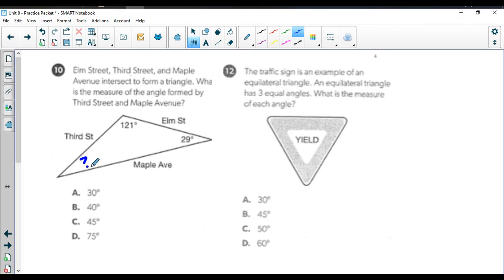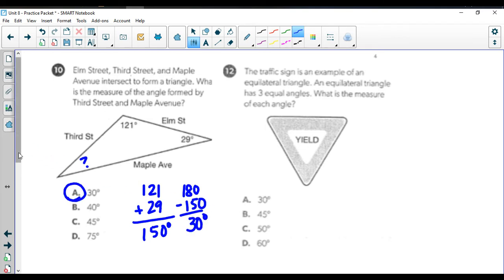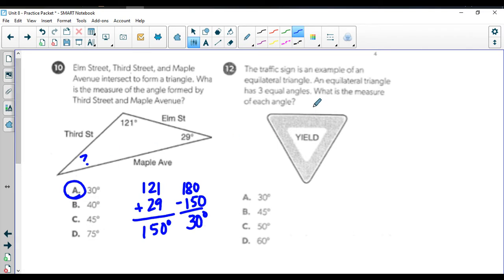So we're looking for this one down here. So I'm going to do 121 plus 29, and that is going to give me 150 degrees. So if I take 180, take away that 150, I'm left with 30 degrees for the missing angle. Again, I'm going to just jump to 12 because it's right next to us here.